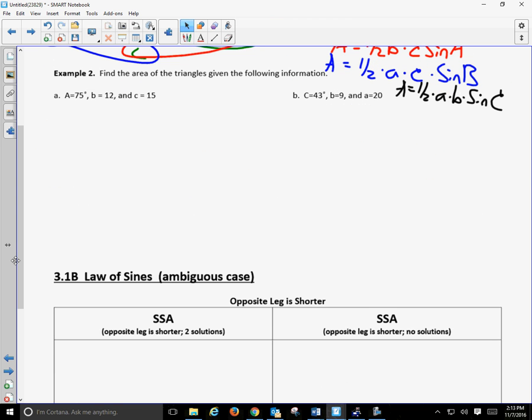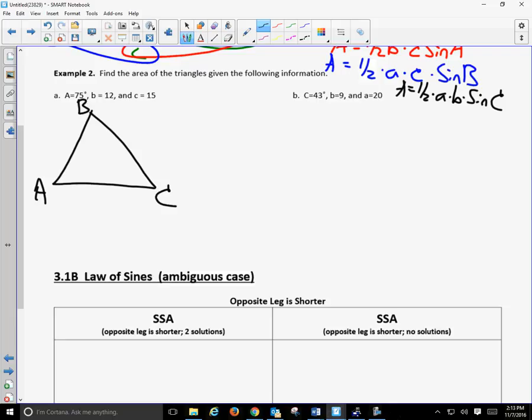It says, find the area of the following triangles given the information. So I draw angle A, angle B, and angle C. Angle A is 75 degrees. Side B is 12. Side C is 15. I don't know side A.